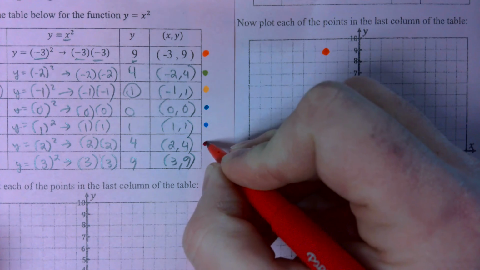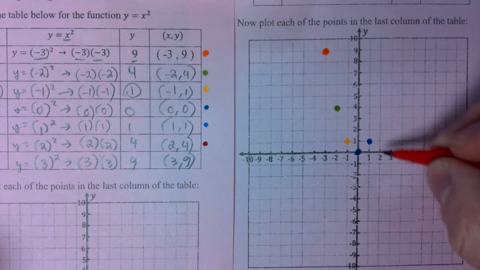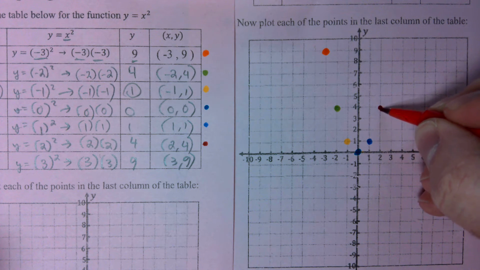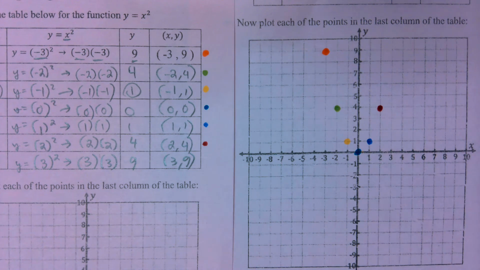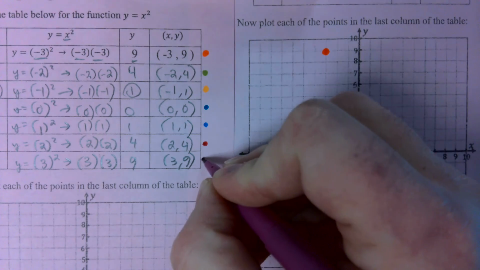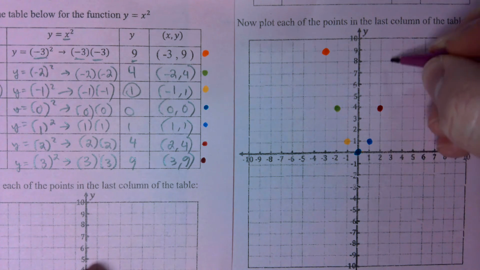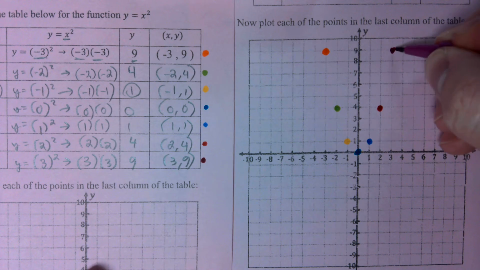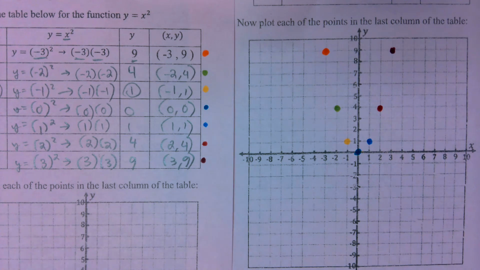Next point, 2, comma 4. We'll go over to positive 2. We'll go up to positive 4. Right there. Will we get rulers later? Don't need a ruler. I'll show you why in a second. Oh. Not a straight line. Final point, 3, comma 9. We go over to 3, all the way up to positive 9. And there we go. There's our graph.